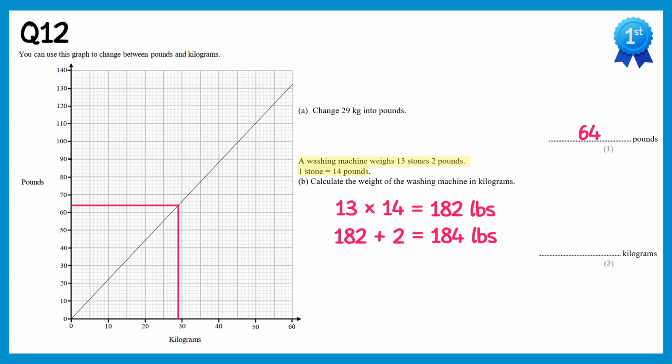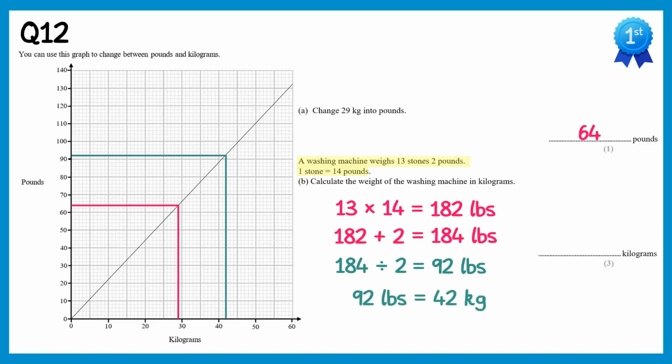I'm going to half 184, which gets me 92. So I'm going to convert 92 instead, and then double my answer. You can see 92 pounds is on that axis. You go across, down, and that reads off at 42 kilograms. So if I now double this, then double 92 pounds is 184 pounds, and double 42 kilograms is 84 kilograms. So the washing machine weighs about 84 kilograms.